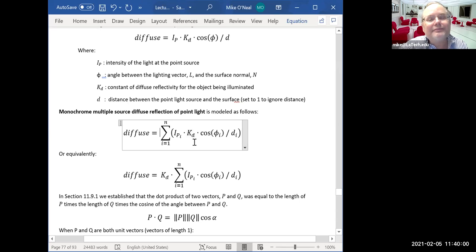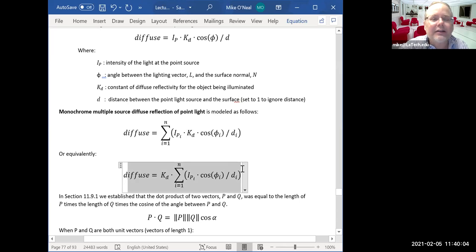And again, because of that, you can look down here and I can pull that KD out of the summation and just multiply it here. Instead of multiplying the constant of diffuse reflectivity individually times each of these things, I can compute the whole sum and then multiply it by the constant of diffuse reflectivity.